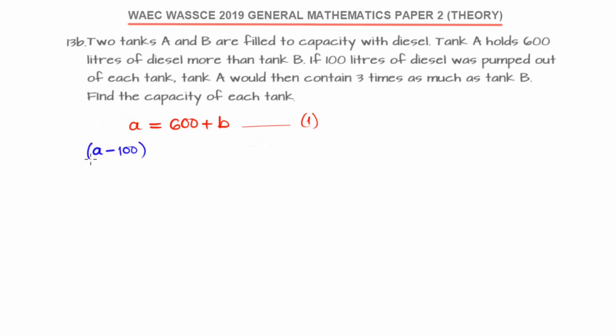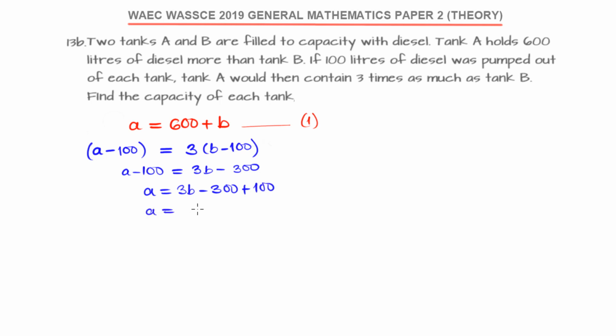But in the other case, we are told that if 100 liters of diesel was pumped out of each tank, so let's subtract 100 from A and 100 from B. Then A would then contain 3 times as much as tank B. So that means A minus 100 is equal to 3 multiplied by B minus 100. And if we open that bracket, we'll have A is equal to 3B minus 300 plus 100. That will give us 3B minus 200, and we can call this equation 2.